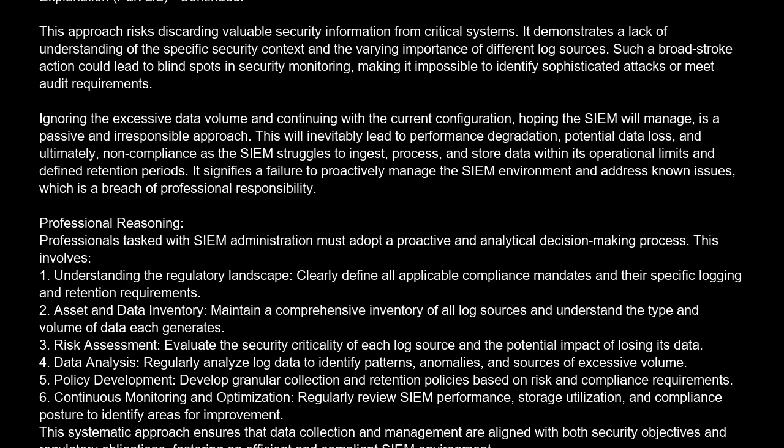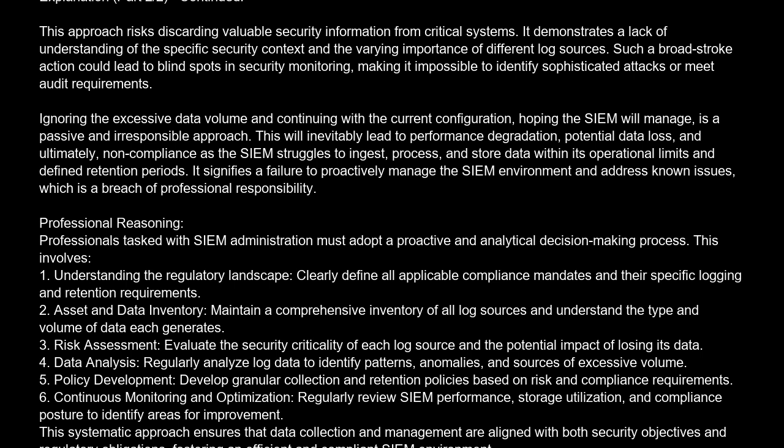responsibility. Professional reasoning. Professionals tasked with SIEM administration must adopt a proactive and analytical decision-making process. This involves: 1. Understanding the regulatory landscape. Clearly define all applicable compliance mandates and their specific logging and retention requirements. 2. Asset and data inventory. Maintain a comprehensive inventory of all log sources and understand the type and volume of data each generates. 3. Risk assessment. Evaluate the security criticality of each log source and the potential impact of losing its data.